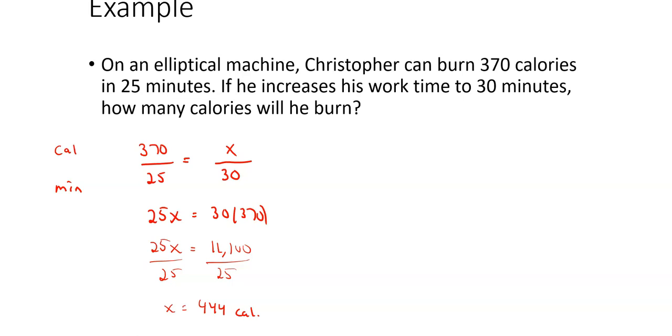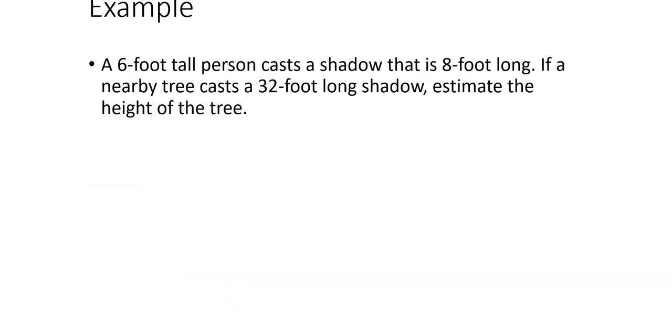So you may not know exactly, like what if you got 443 instead. How would you know that's wrong? You wouldn't, but at least you can check and see if your answer is reasonable. If he increases his workout time a little bit, he should expect to increase the number of calories that he burned a little bit. All right, these are the old-fashioned shadow problems.